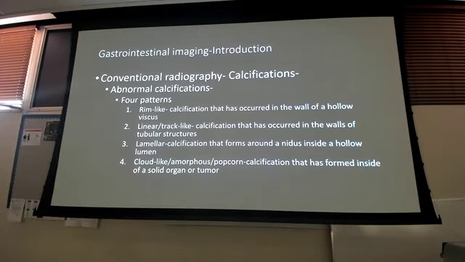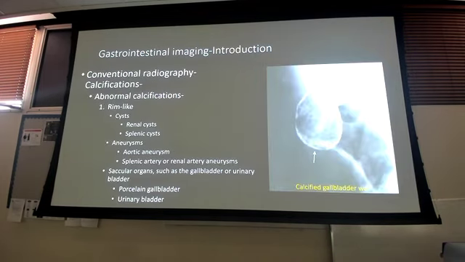Now there are 4 types of abnormal calcifications that are concerning, that can cause pain, discomfort, and things we need to take care of and treat or evaluate further. One of them is the rim-like calcifications. We typically will see this in the gallbladder. This is called a porcelain gallbladder. The entire gallbladder is calcified on the outside. That's going to cause some pain and some discomfort. Okay? You can also have it in the kidneys.